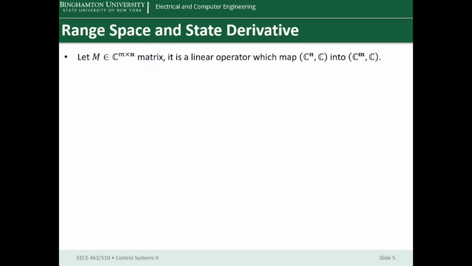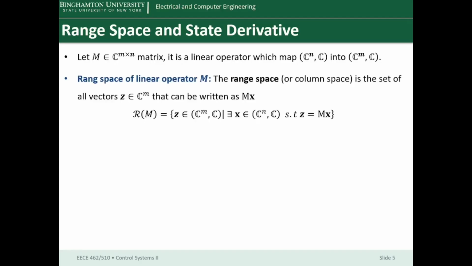Let's start with our first concept, the range space. Take a generic matrix M. How do we define the set of all things it can actually produce, all the reachable outputs? The definition is simple. The range space of M is the set of all possible vectors z in Cm that can be written as z equals M times x for some x in Cn. If such an x exists for a given z, then z is inside the range space.